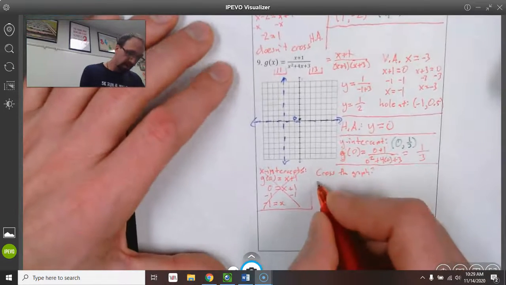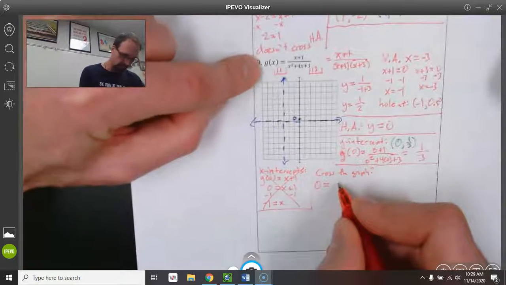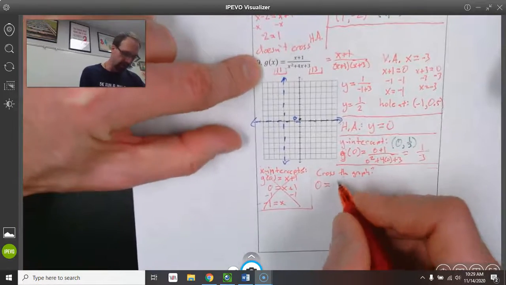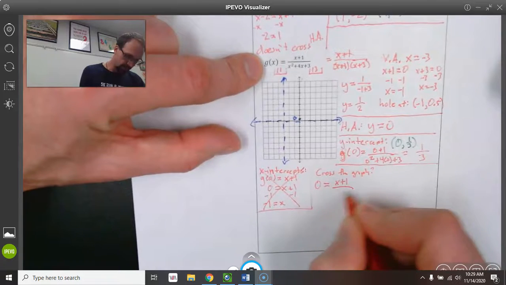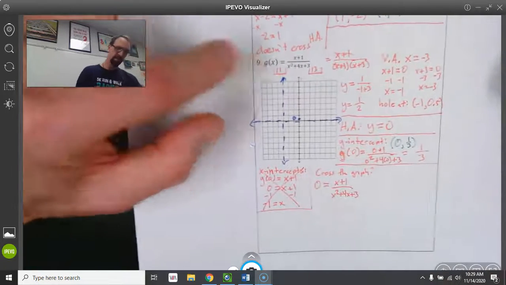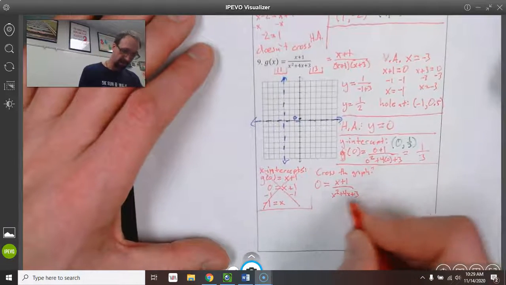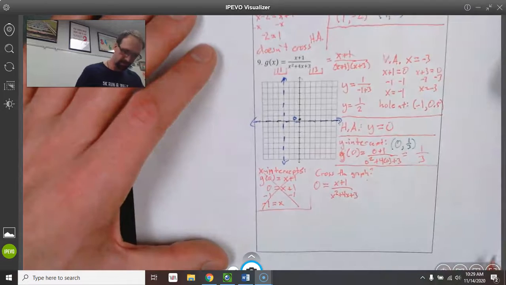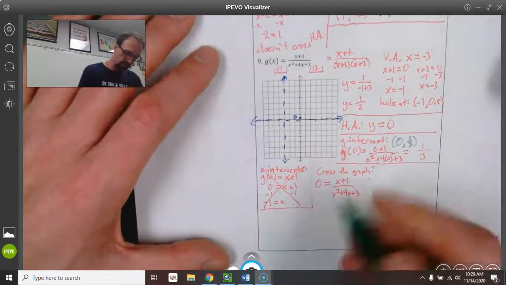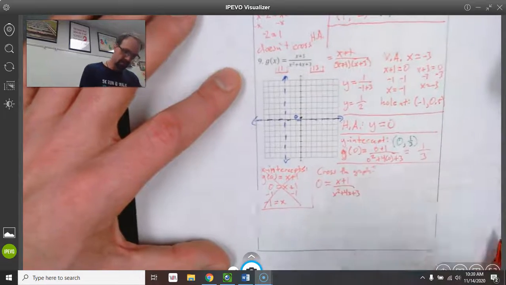Gathering my thoughts. So y equals 0, 0 equals... I was looking way too far up. 0 equals (x plus 1) over (x squared plus 4x plus 3). So when I multiply both sides by x squared plus 4x plus 3 to get rid of my denominator, I'm just left with... let's show with a different color. Keep the color.